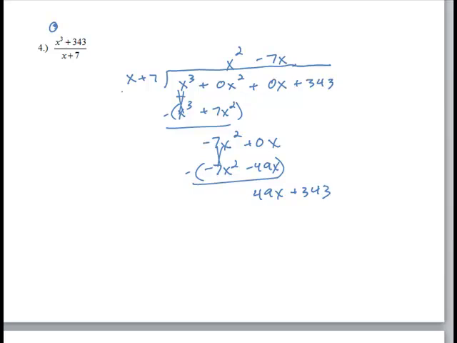Determine what you need to multiply x by in order to get 49x. You need to multiply it by 49, so that goes up on top. Multiply it by the x plus 7. It gives us 49x plus 343. Subtract. The first columns cancel out, and once again the second columns cancel out, leaving us a remainder of 0. So our final answer, x squared minus 7x plus 49.